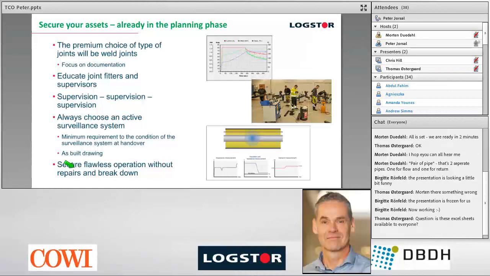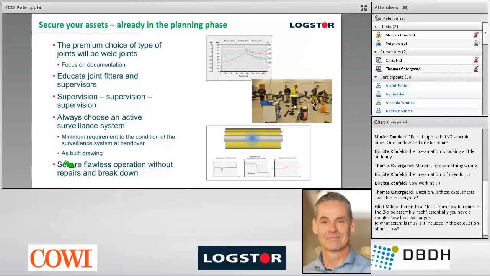When you have done that, you have to require what your demands to the work are, and then you have to supervise that they do as they are expected to do. So supervision is extremely important. About the surveillance system, always choose an active system so that you have immediate information if something is wrong, and you can react in time. You have to require what the terms are when the installers hand over the system before it is taken into operation. By doing this, you will have a system with flawless operation, and you won't have any unforeseen expensive repairs or breakdowns on the system.